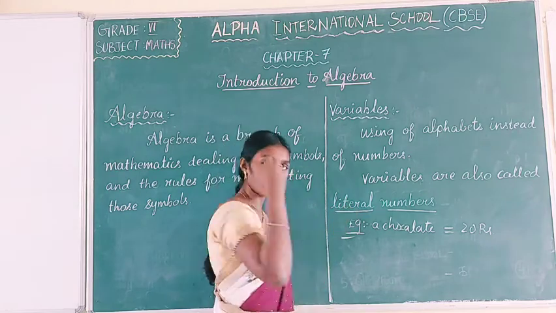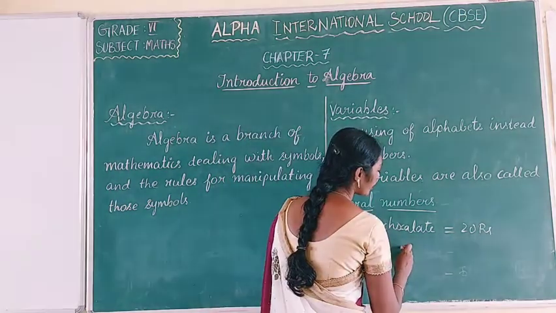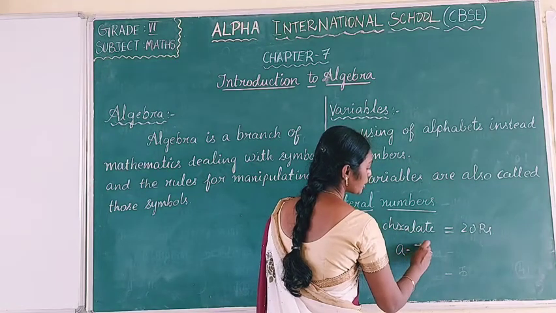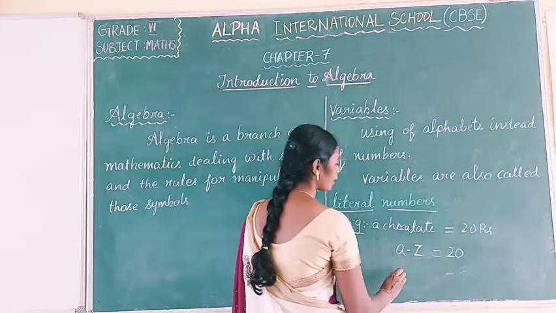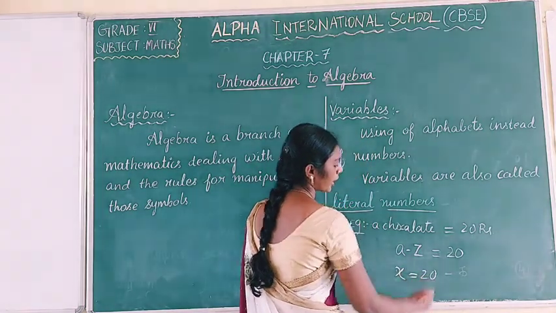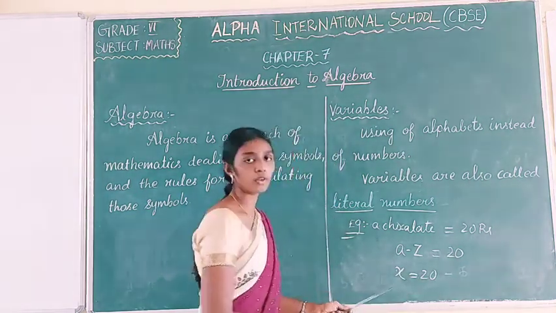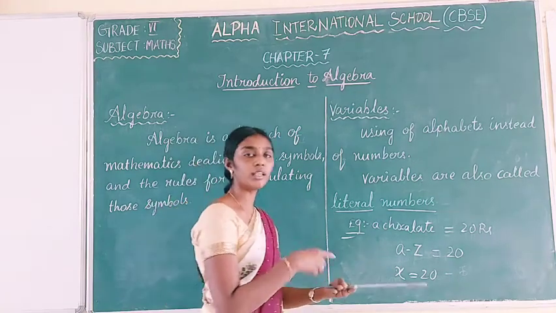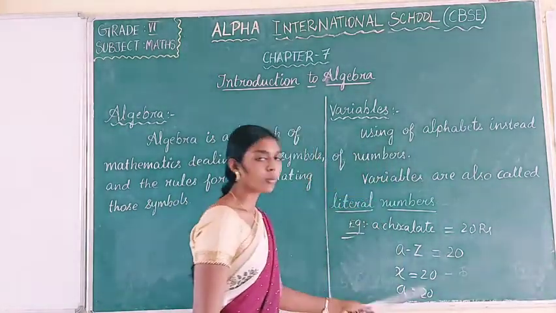So I am not at all knowing, and in that place we are using a variable, a to z, that we can use to denote this number. For example, I can use x. This is also one variable, no? x equals 20. It is not compulsory to use x alone. We can use a, b, c, d like that, anything. a is also 20.